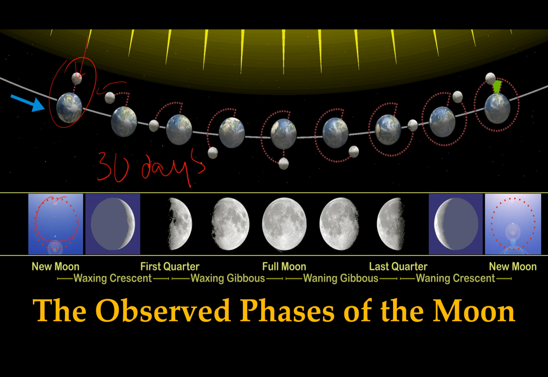So in all actuality, you have 1, 2, 3, 4, 5, 6, 7, 8. We have 8 phases. So you're looking at anywhere from each phase being 3 to 4 days. Okay? So that's what's responsible. Nothing dealing with shadows there.